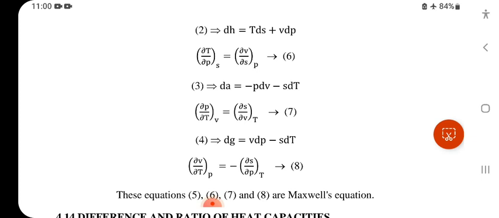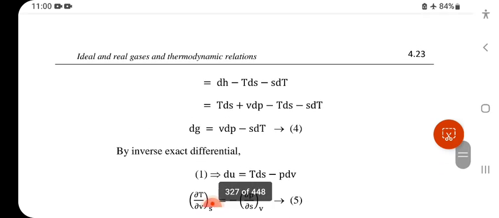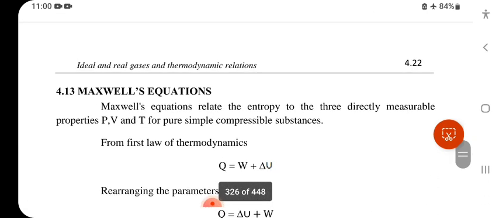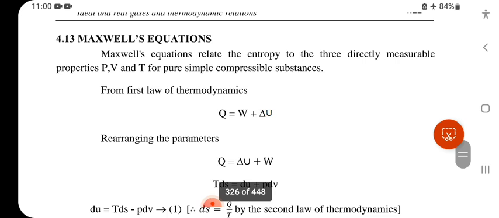So, the above four equations, equations 5, 6, 7, 8, are all the Maxwell equations. This is an important derivation in this unit, called the Maxwell equation. The Maxwell equations involve three directly measurable properties, that is pressure, volume and temperature.